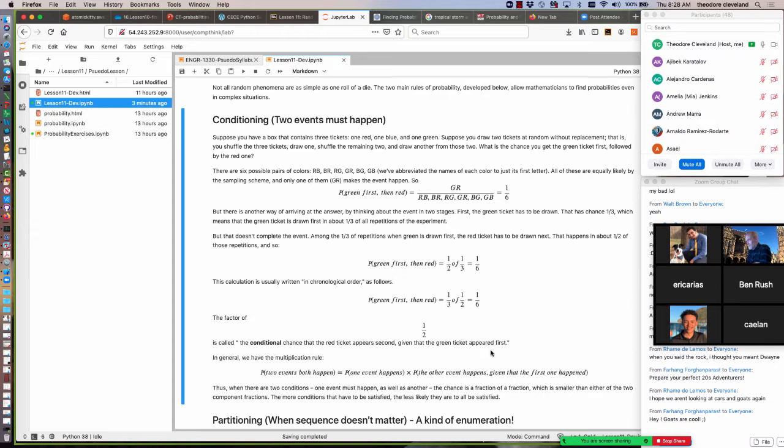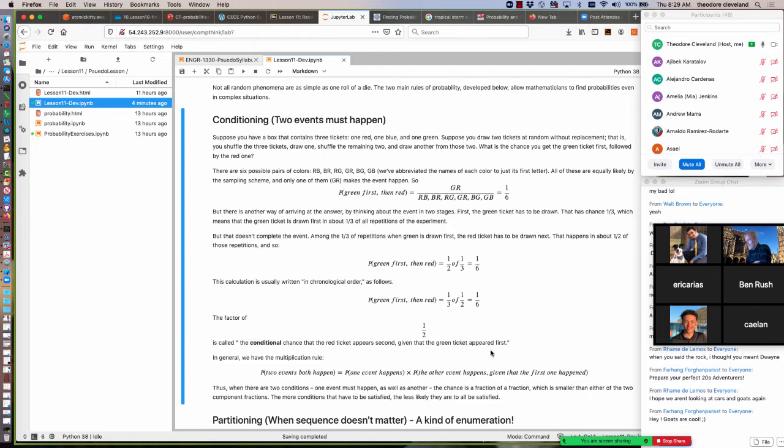So we could examine the probability of that happening, again by simple enumeration in this case. Green-red is what we are interested in, and the probability of that occurring is equal to the ratio of green-red divided by all the possibles. So red-blue, blue-red, red-green, green-red, blue-green, green-blue. And that adds up to 1 over 6.